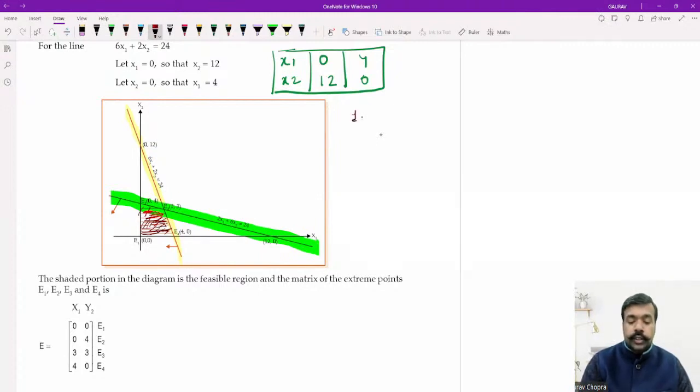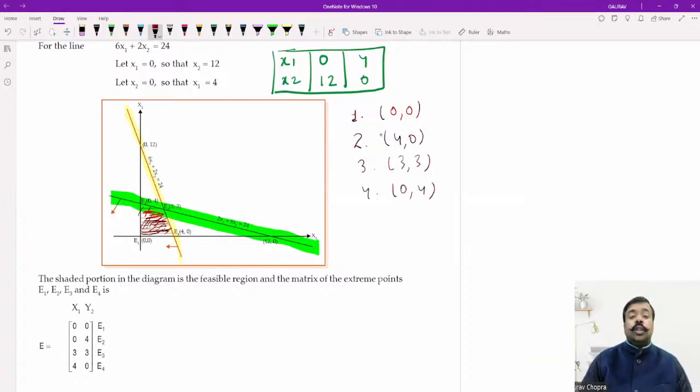The first one is 0, 0. The second one is 4, 0. The third one is 3, 3. And the fourth one is 0, 4. So in this manner, these are the four possible coordinates.